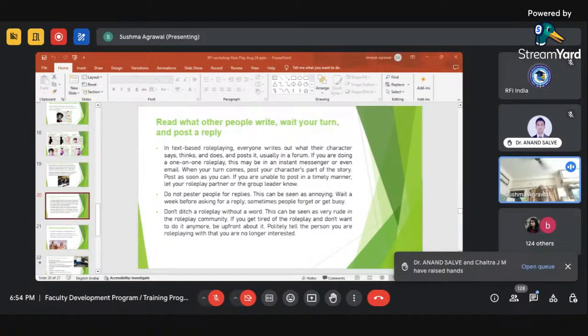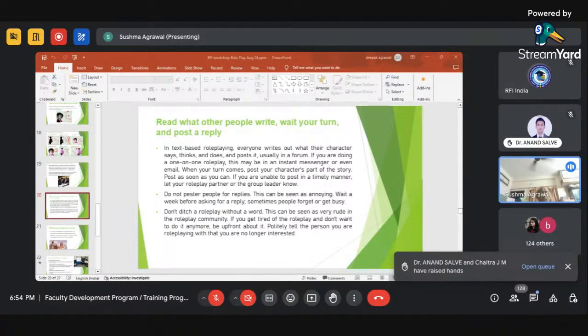So in text-based role-playing, everyone writes their characters, says things, and does posts, usually in the form of a forum. Presently we are talking in modern terms. We assume that the students are very familiar with the internet and its uses, so in such situations, they are very helpful. If you are doing one-to-one role play, this may be in the form of instant messengers or even emails. When your turn comes, post your character's part of the story. Post as soon as you can.